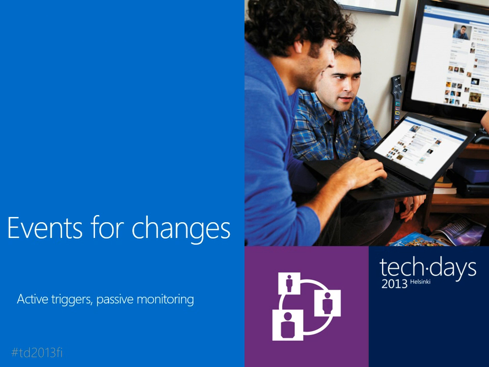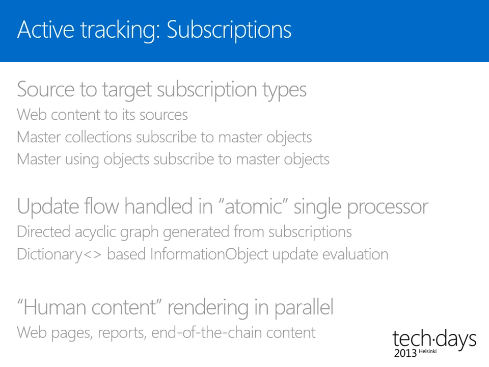Okay, then a few words about the events for changes. Active triggers and passive monitoring. So how do we track the master data changes? Active tracking: we have subscriptions, which means that we have source to target subscription types for different types. It means that we have web content that's being rendered if its sources change. This is mostly when we do background rendering of templates. Doesn't apply much with the Dust.js technology.